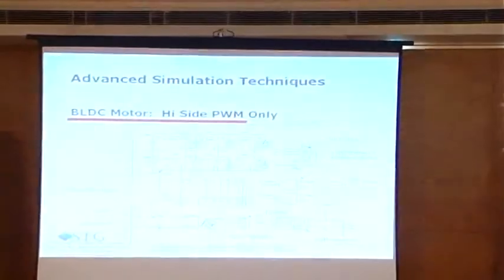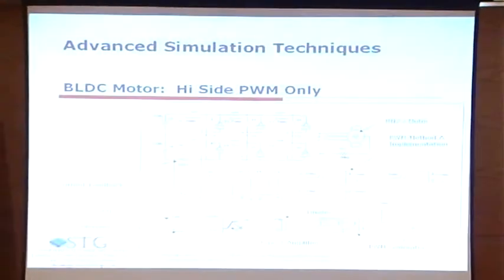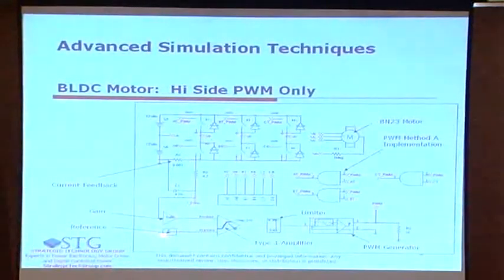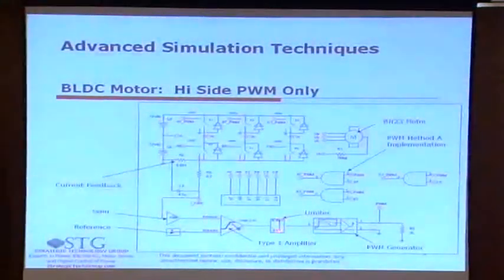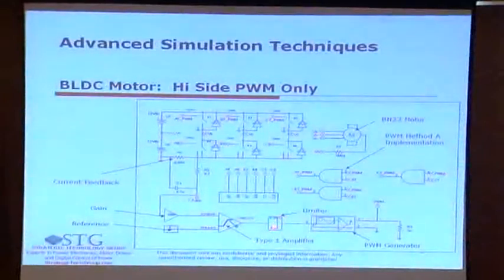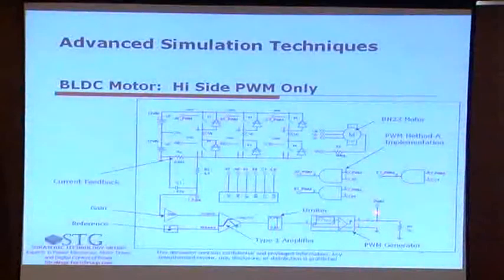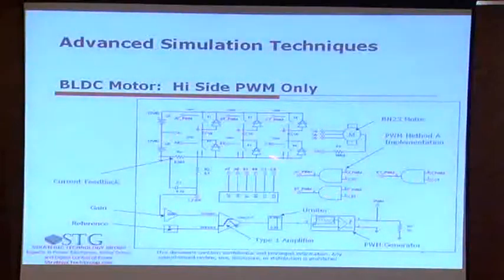And so the system here is that we have a current command reference, and we have a type 1 amplifier. We have a limiter so that the command to the PWM generator goes only from 0.01 to 0.99. And then we have one PWM signal. This PWM signal is ANDed with just the top switches, AT, BT, and CT. So you can see that only the top switches are PWM: AT PWM, BT PWM, CT PWM.